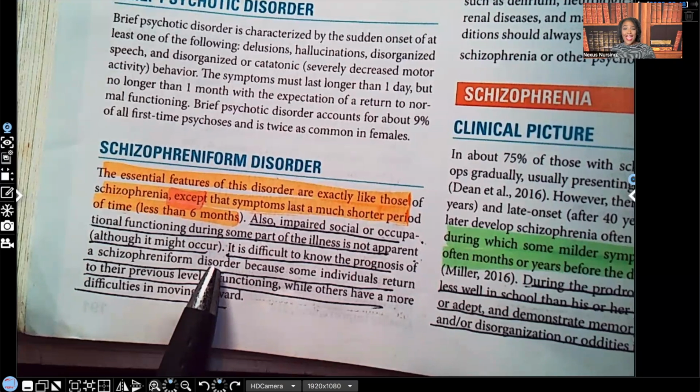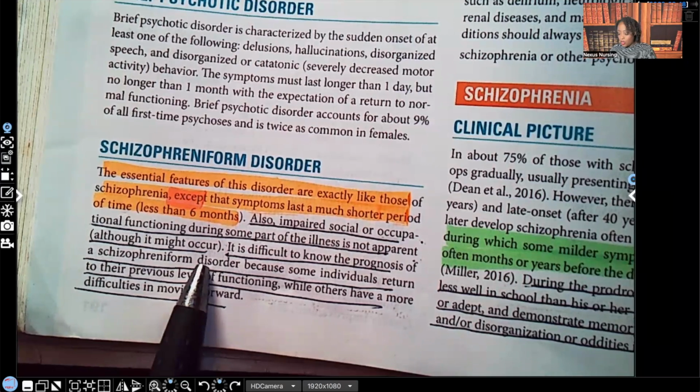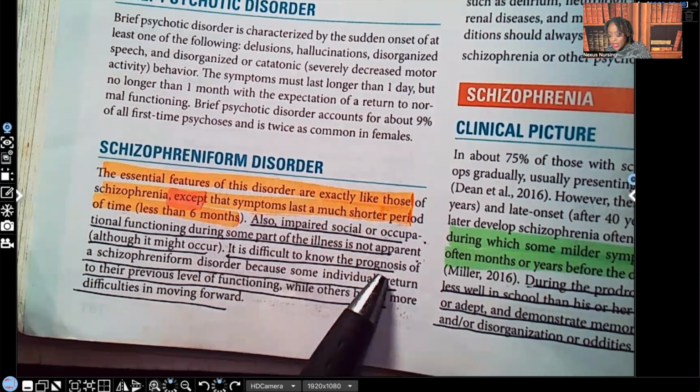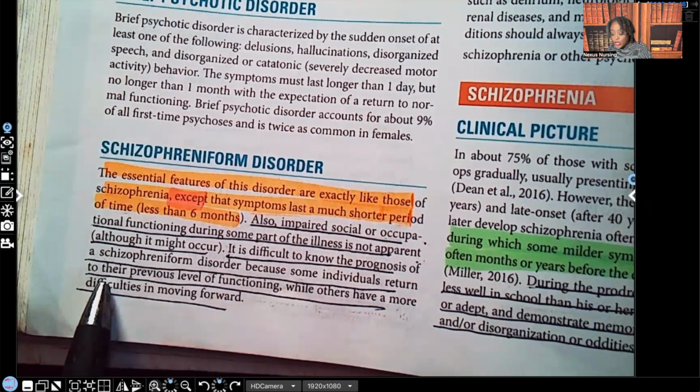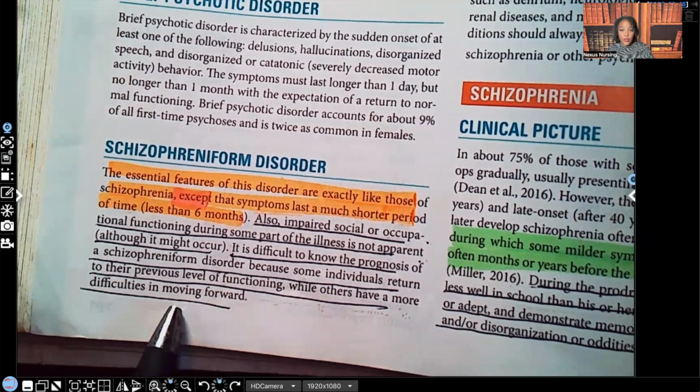Now, those patients that actually have schizophrenia, they have that disorder, this is chronic, this is ongoing. They have impaired social occupational functioning, because who's going to have a long-lasting social relationship or even a career when they're hearing things that are not there or they're seeing things that are not there, okay? So with schizophreniform disorder, it lasts for a much shorter amount of time. So seeing those relationships break down or the career breakdown, it's not as prevalent as you would see with someone with the actual schizophrenic disorder. It's difficult to know the prognosis of schizophreniform disorder because some individuals return to their previous levels of functioning. Remember, they have this for like 6 months or less, while others have more difficulties in moving forward.